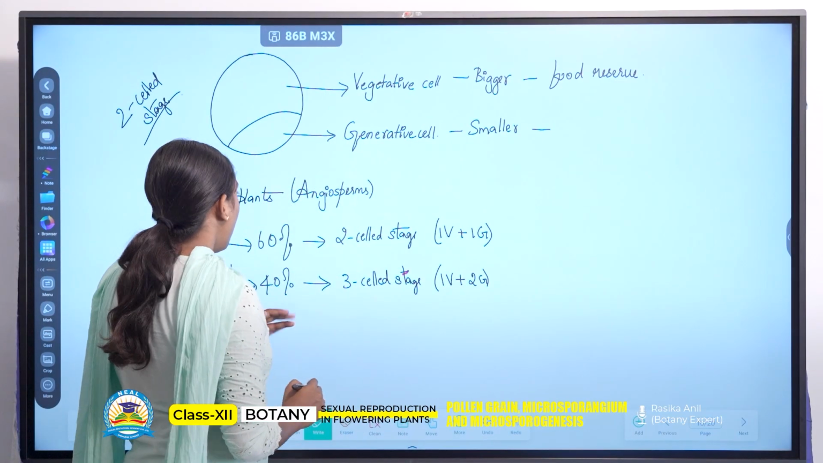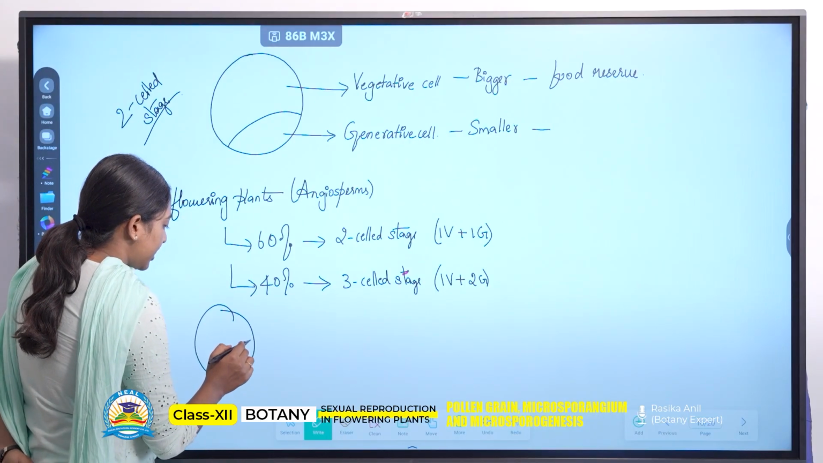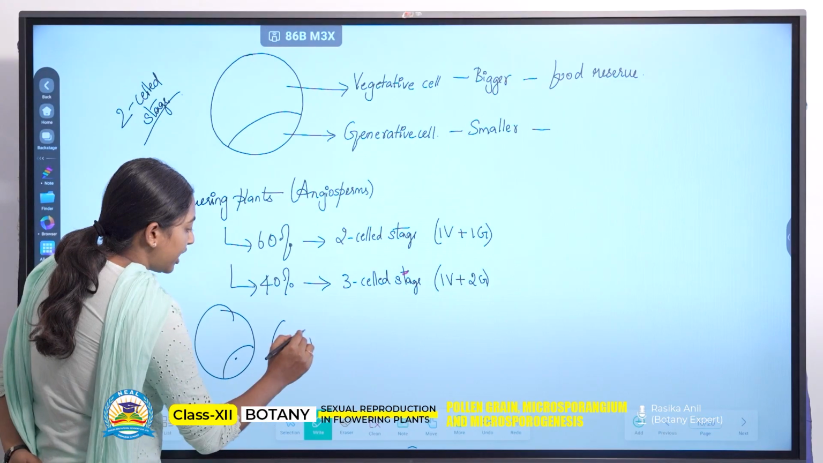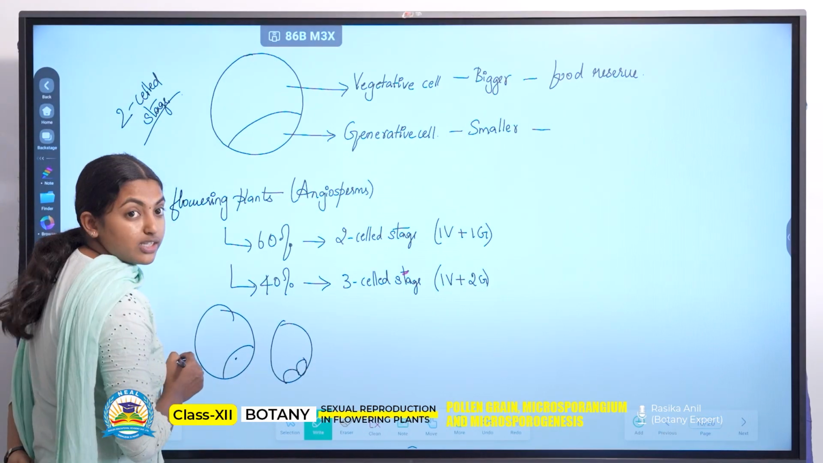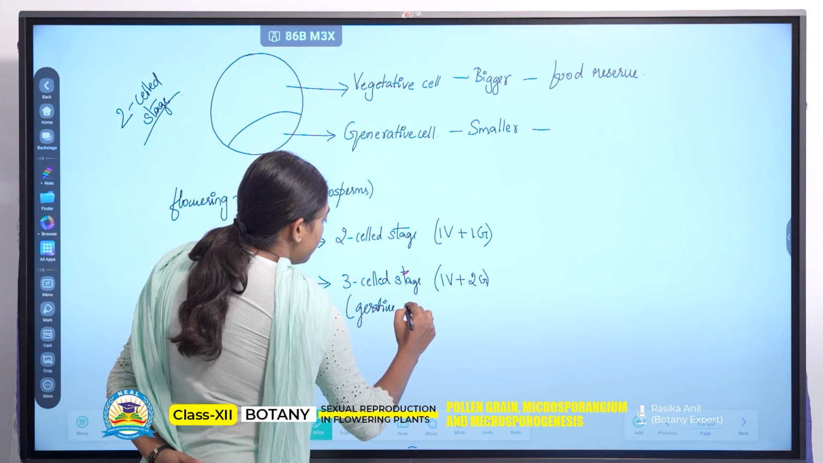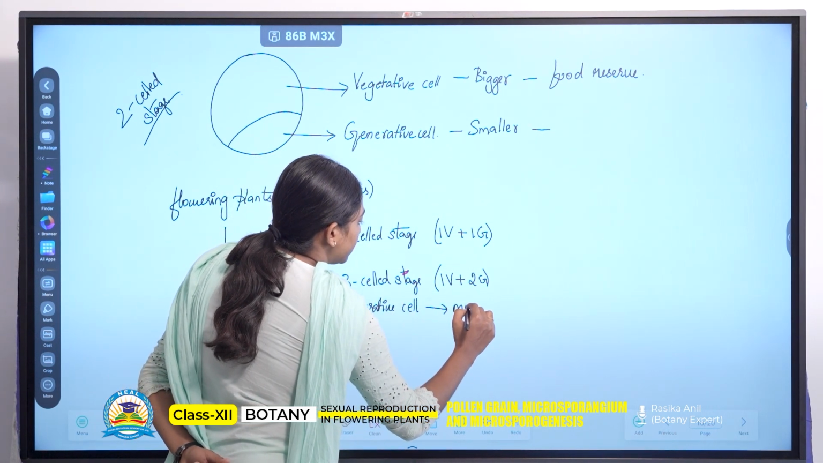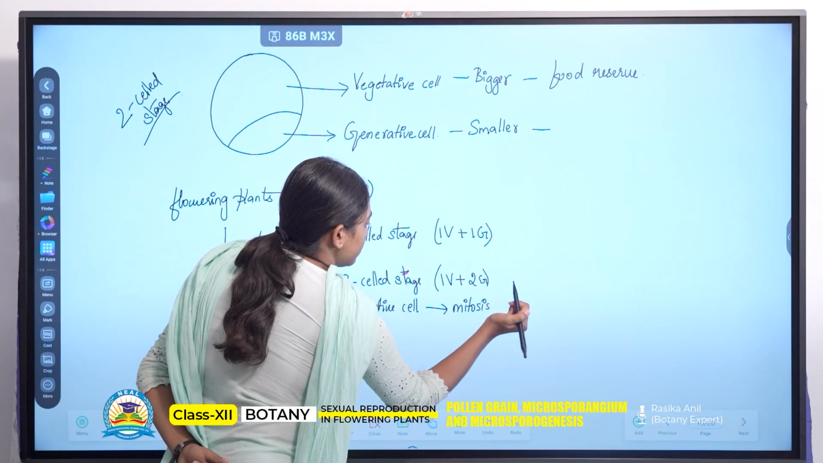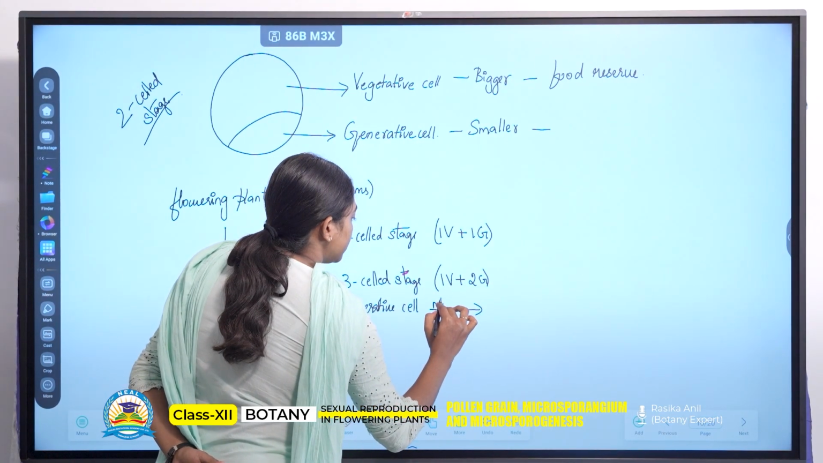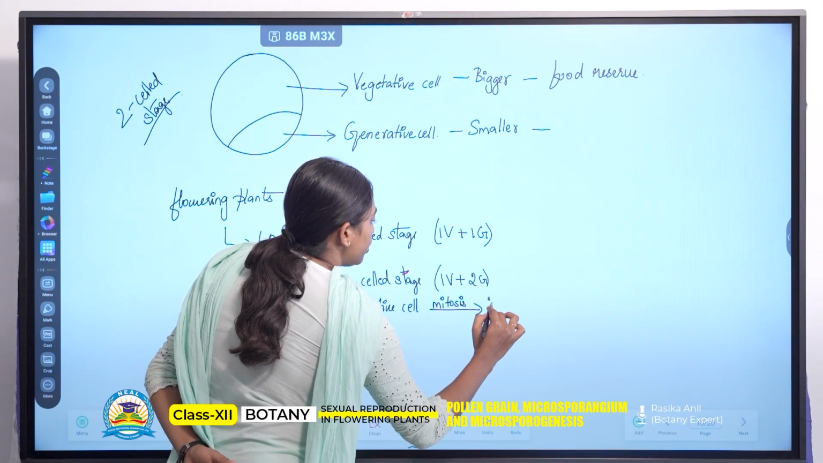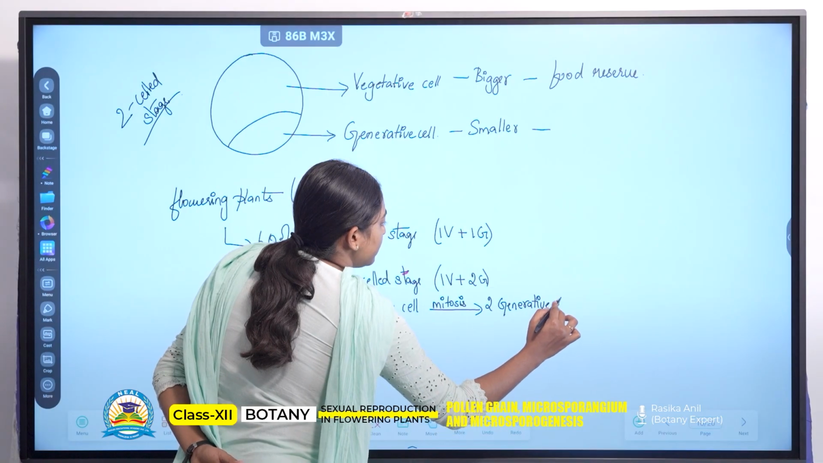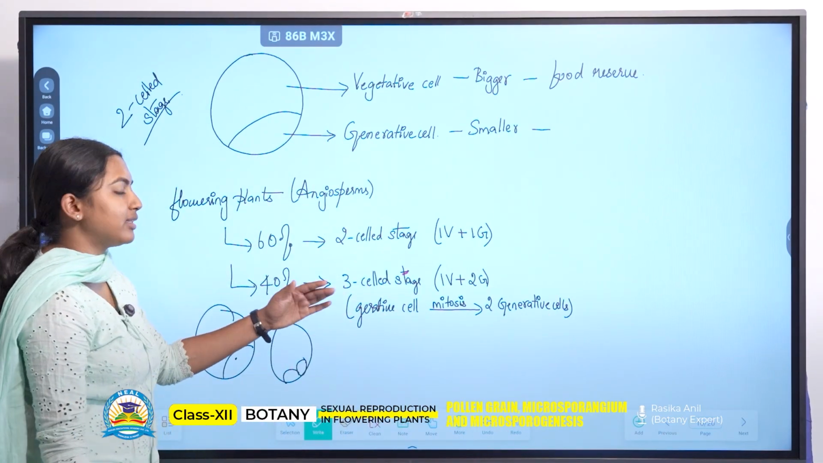Ma'am, how is that possible? What happens is that you have a vegetative cell and the generative cell. After some time, this generative cell alone will undergo mitosis and form two generative cells. How does this happen? The generative cell will undergo mitosis, right? Let me make it a little more clear. It will undergo mitosis, so as a result, you will get two generative cells, right? So that is happening in the remaining angiosperms.